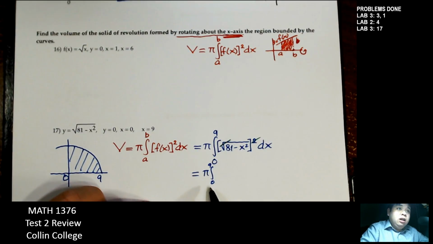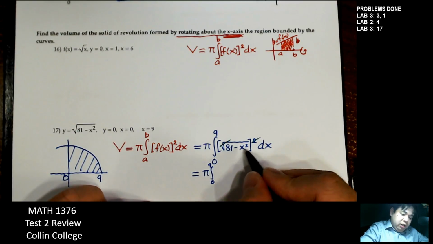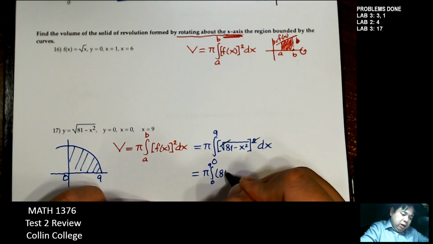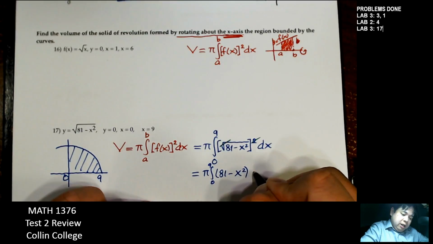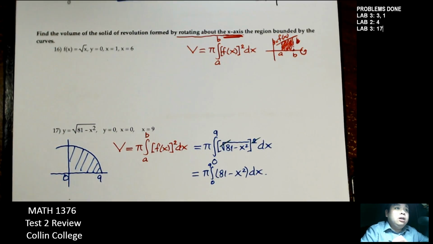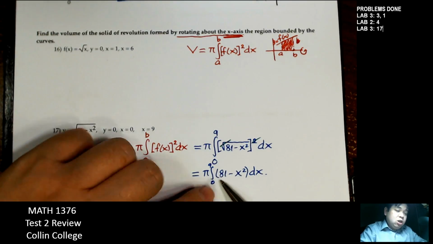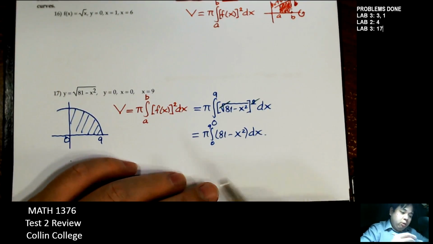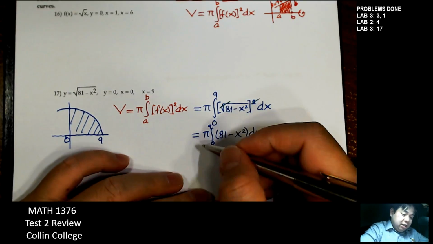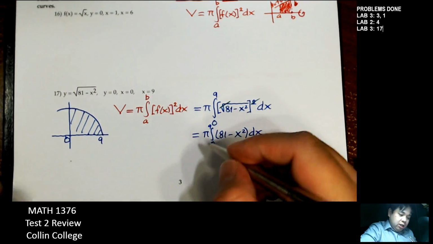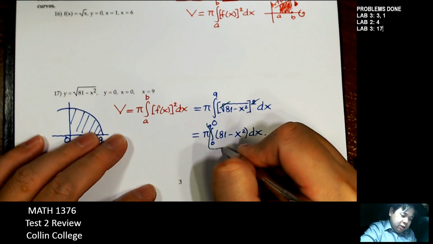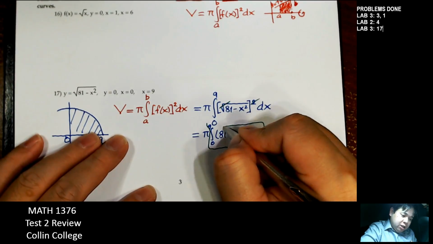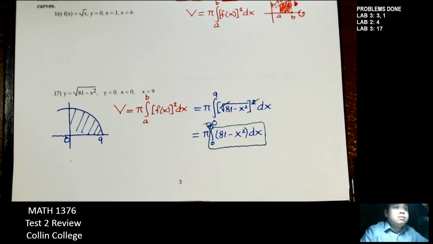Have pi times the integral from 0 to 9, and that's just 81 minus x squared dx. Right. And just as mentioned before, any definite integral, any integral with a limit, if I did not specify that you have to give the exact form or show work or anything like that, you just put it in the calculator. So this part here, I'm just going to put on the calculator.